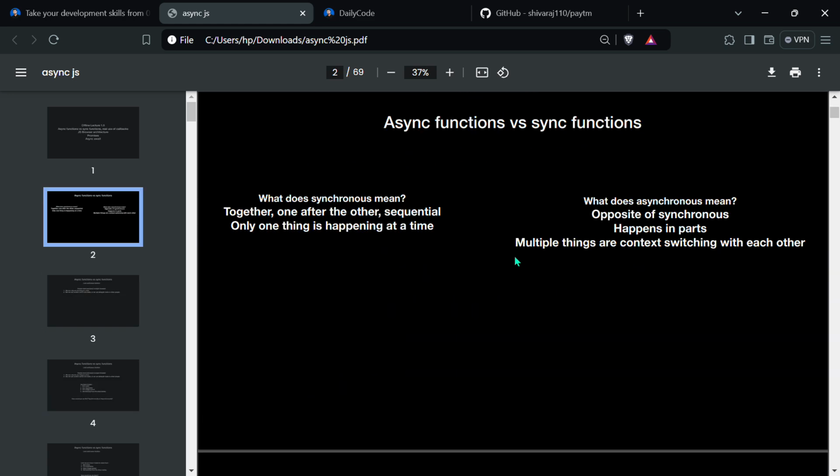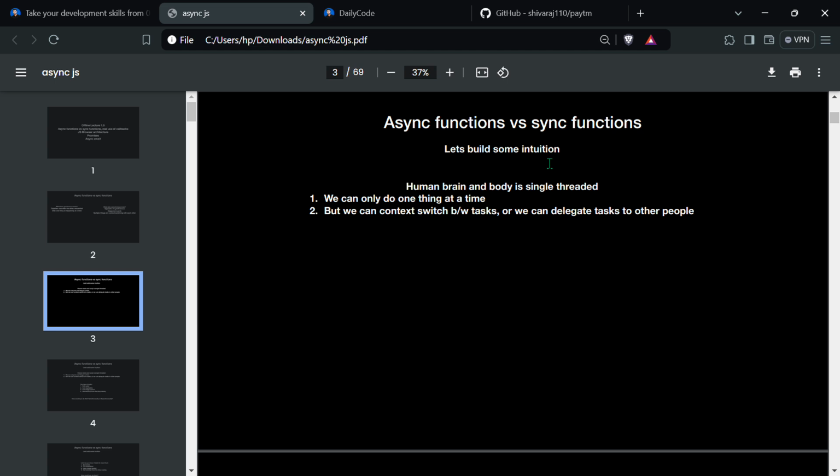Let's understand what is asynchronous and synchronous. What does synchronous mean? Together, one after another, sequential, only one thing is happening at a time. What does asynchronous mean? Opposite of synchronous. Happens in parts. Multiple things are context switching with each other.